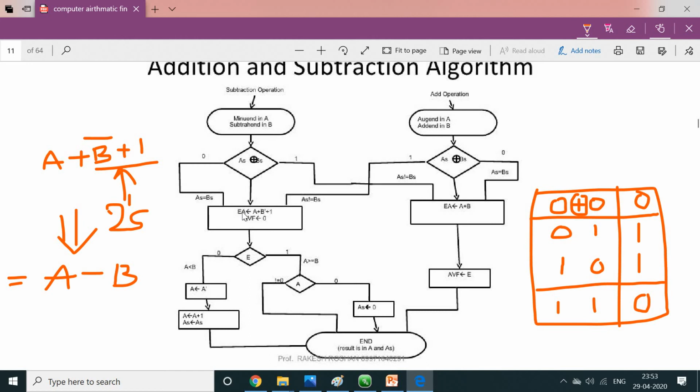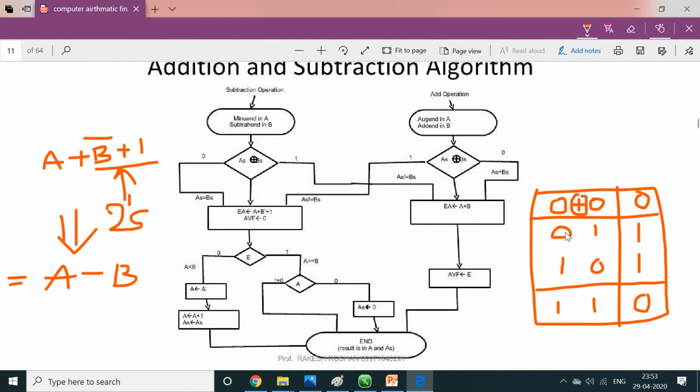The A minus B result is stored into the A register, and if any carry is generated after addition, that carry bit will be stored into the E register. Next, the addition overflow flag bit. Overflow flag bit E goes to 0, because in this case AS equals BS. In this case AS is not equal to BS. So same representation here, AS not equal to BS.